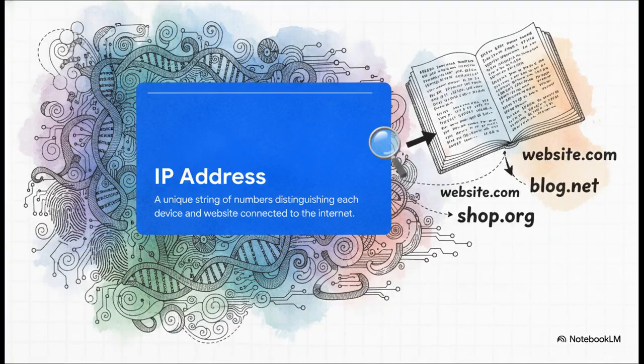So before we can actually build anything, we need to know the language of the internet. First up is the IP address. Think of an IP address as a unique string of numbers, essentially a digital fingerprint. Every single device and website connected to the internet needs one, just to distinguish itself from the billions of others out there. But let's be real, remembering long strings of numbers is pretty tough for humans.